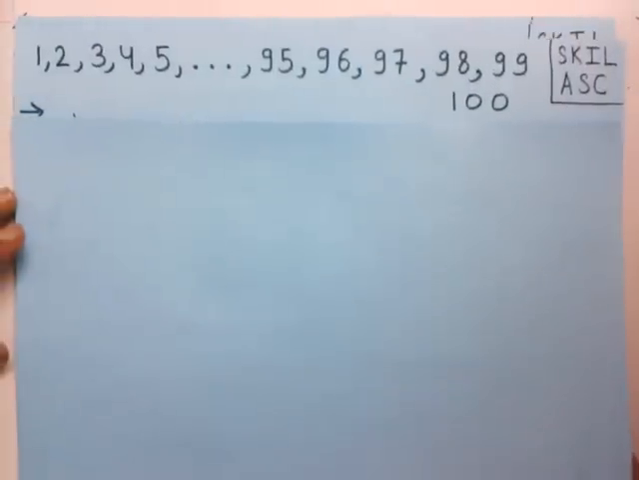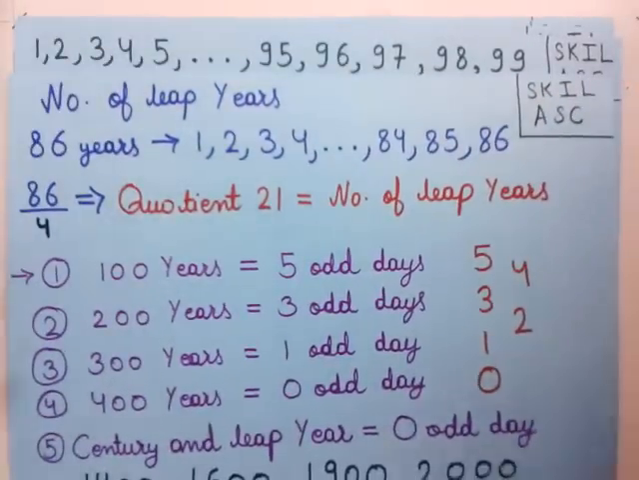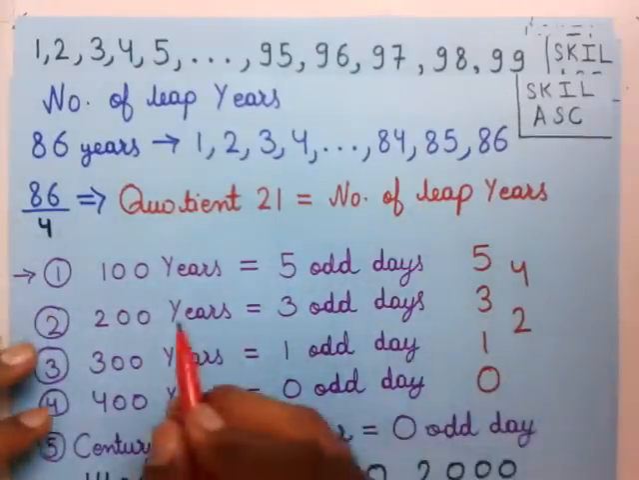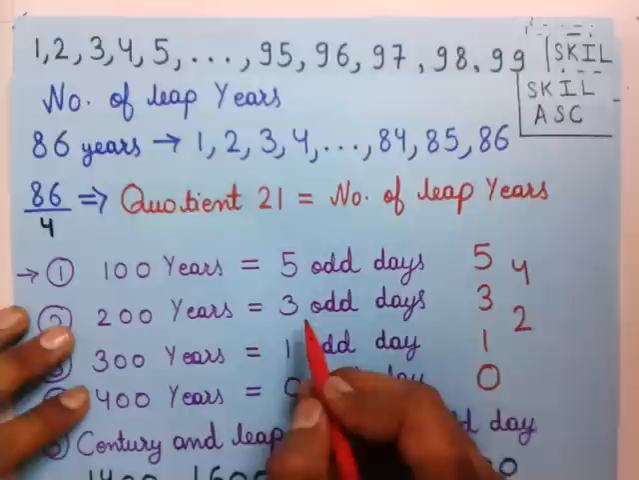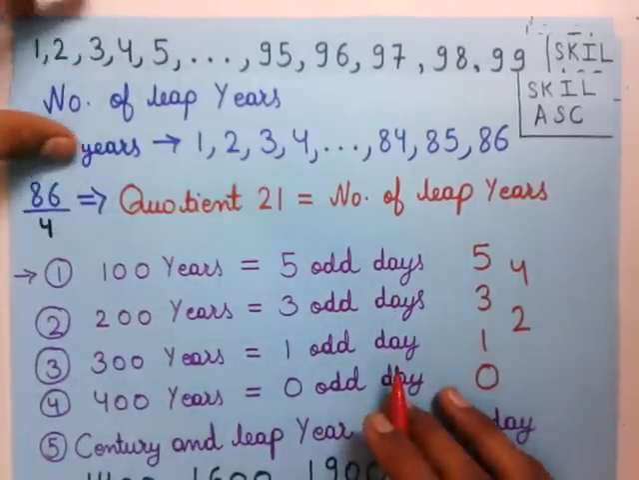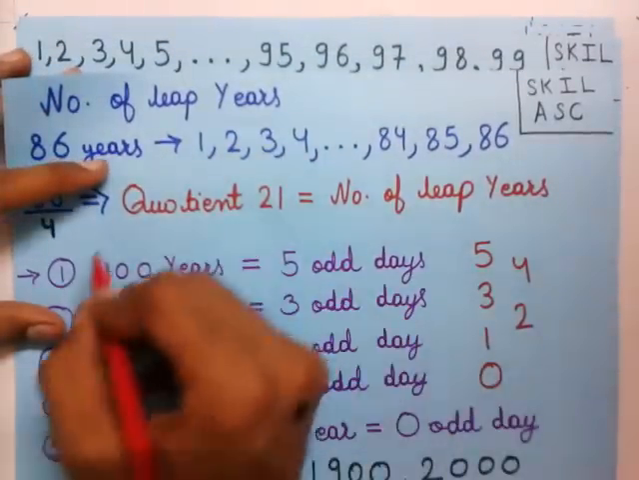Now the next thing is, you may want to know how we get this data, how we come to know that 100 years have 5 odd days and 200 years have 3 odd days, and so on. Now if you want to learn this, we will explain how we get all this table. Let us see.